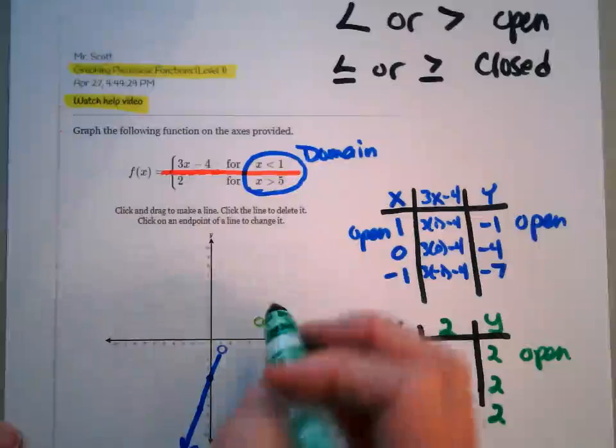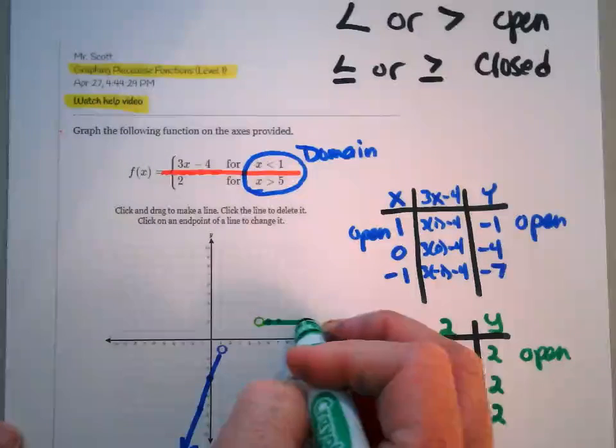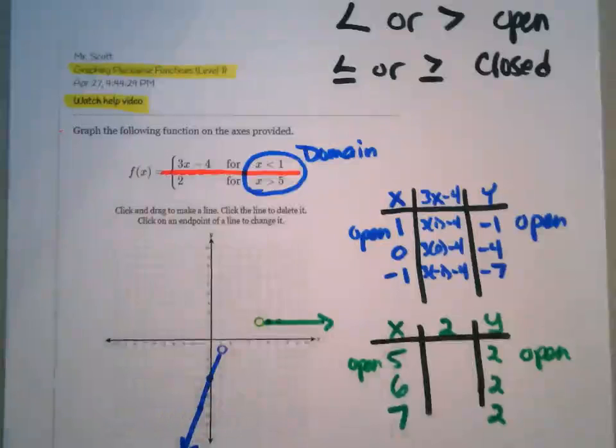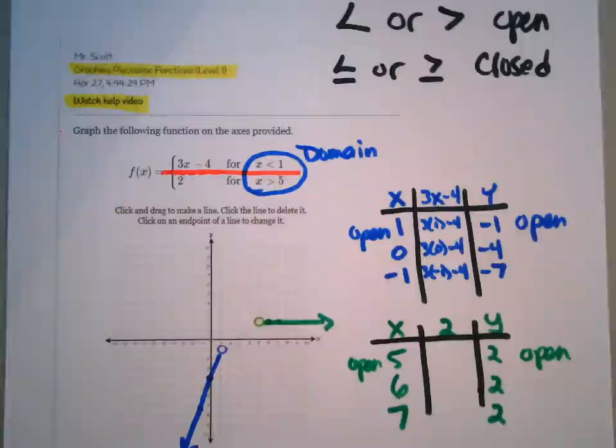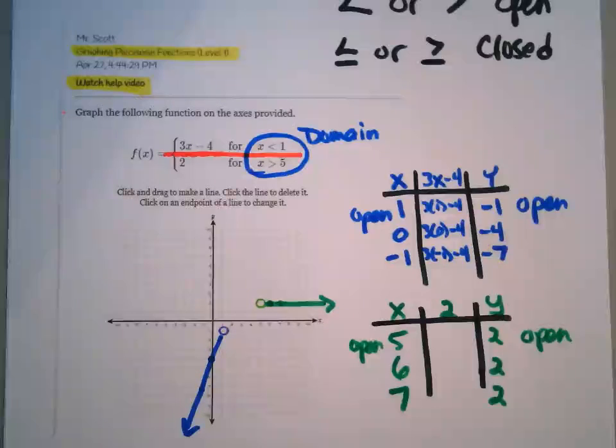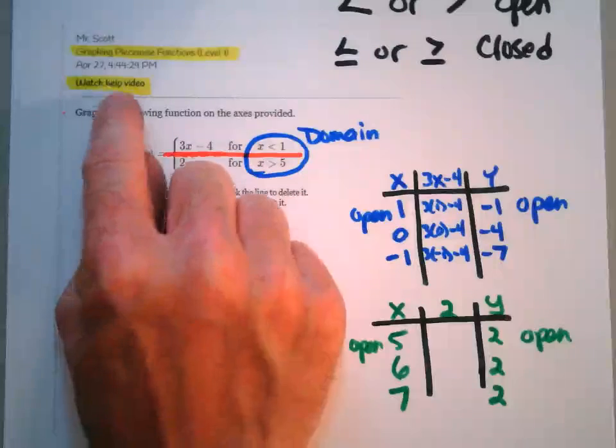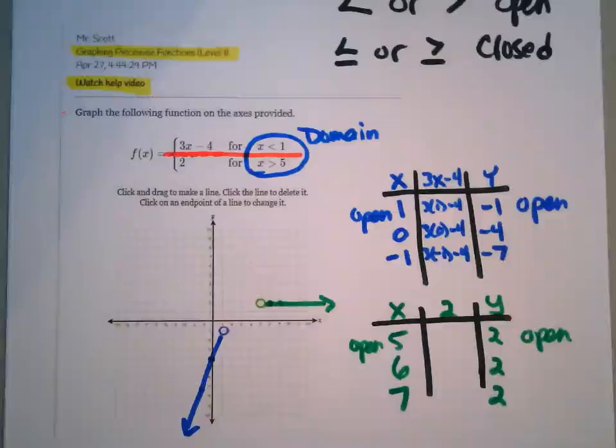So what we're going to get is a horizontal line that starts right there at the (5, 2) open circle, and we continue to the right forever. So this is what the graph will look like once you get it completed within Delta Math. How do you get it onto the graph? You need to watch these help videos and let Delta Math show you how to get it in there. They do a great job. So I'm going to show you a couple more.